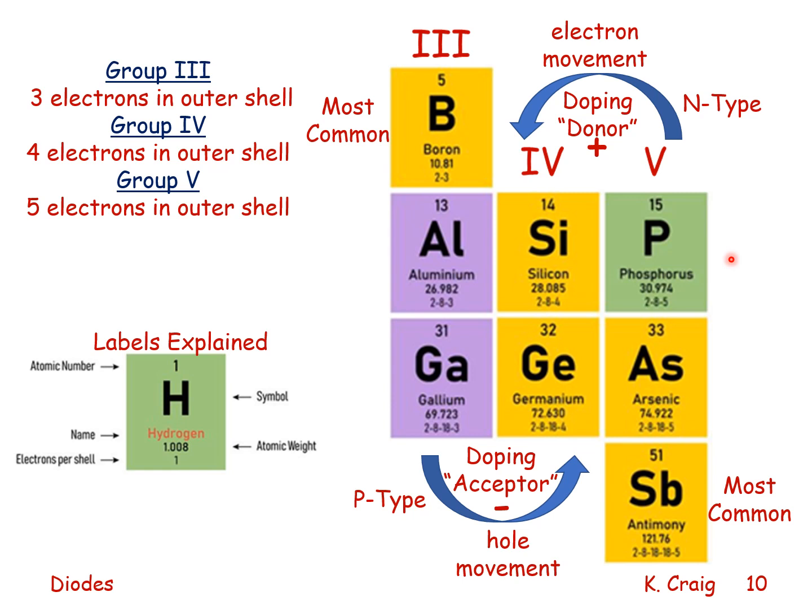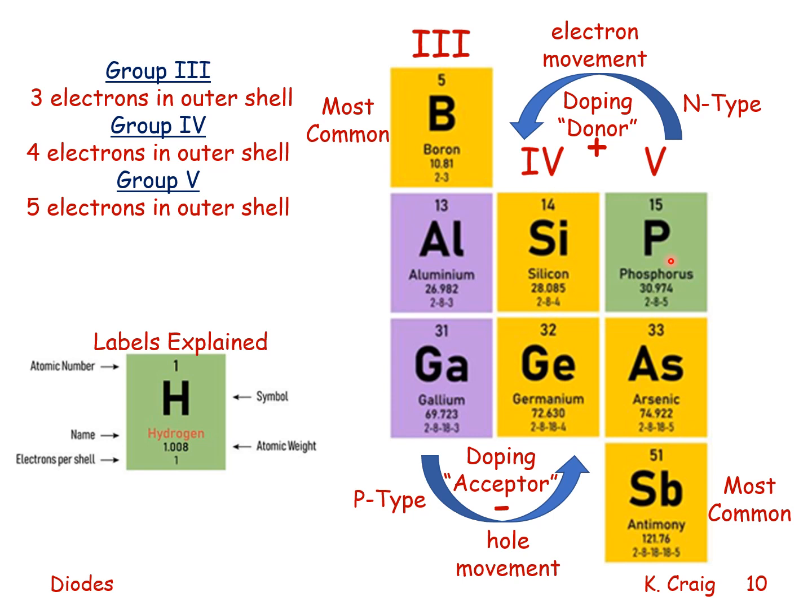Here is the portion of the periodic table we want to focus on: group 3, group 4, and group 5. Group 4 are the semiconductor materials silicon and germanium. The group 4 elements have 4 electrons in the outer shell.